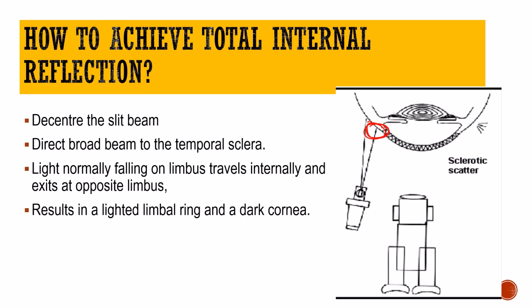Now what happens is, normally when you direct the light at the temporal limbus, the light which is falling on the limbus is going to get reflected internally from the endothelium, epithelium, endothelium, epithelium, and again from epithelium to endothelium like this. And then it is going to come out from the nasal limbus or from the opposite limbus. So this is called a sclerotic scatter or total internal reflection. Because of this total internal reflection, you are going to see a limbal ring which is nicely glowing, and inside the cornea will be visible as a dark structure.